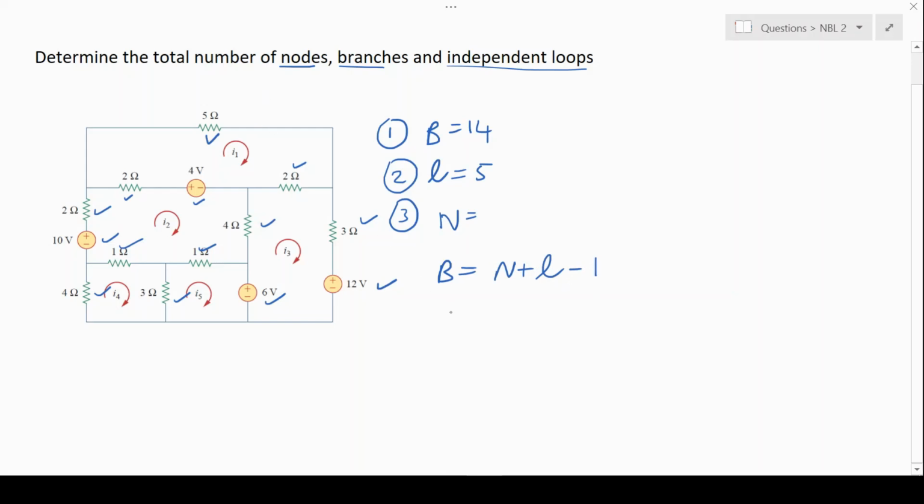Right, then we can continue to determine the number of nodes by saying that the number of branches, which is 14, is going to give us n plus the number of loops, which is 5, minus 1. So therefore n must give us 10. So this tells us that we've got 10 nodes in the circuit.